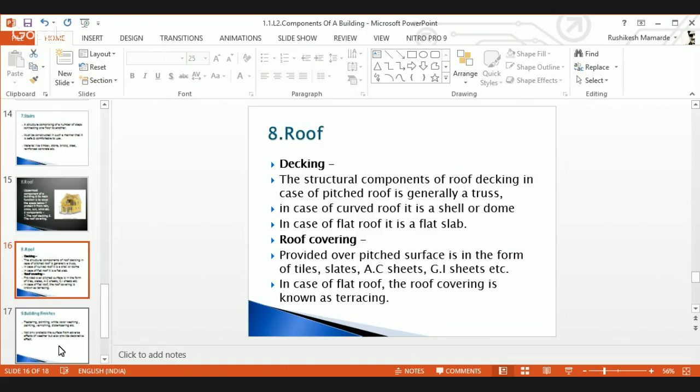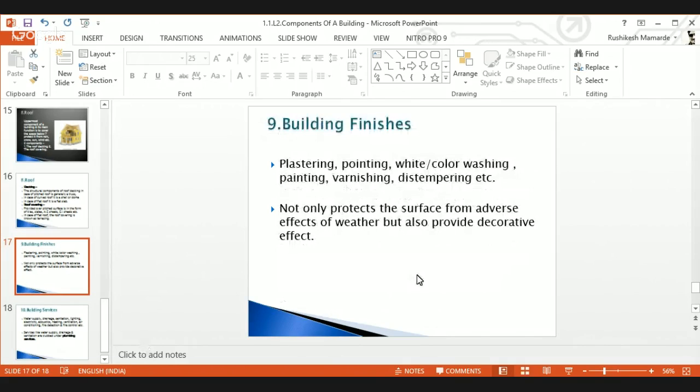Then the next is building finishes. There are different types of finishes like plastering, pointing, white or color washing, then painting, varnishing, distempering, and many more. So it not only protects the surface from adverse effect of weather, but also provides a decorative effect. Painting provides a decorative effect. Then again, the plastering. There are tremendous designs available while plastering. You will get different finishes. I'll show you the pictures afterwards.